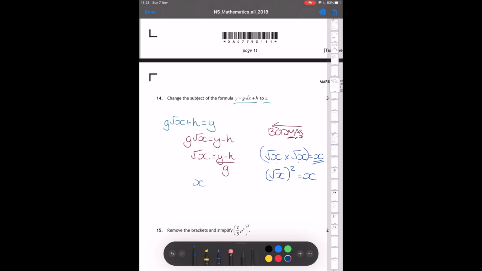So if we're squaring the left-hand side, then we also need to square the right. So as you can see, our left is x. Why? Because we've squared it, as I've shown you there. And then on this side, we need to square this entire thing, which means it must go in brackets, guys. Like that. And that's your answer.